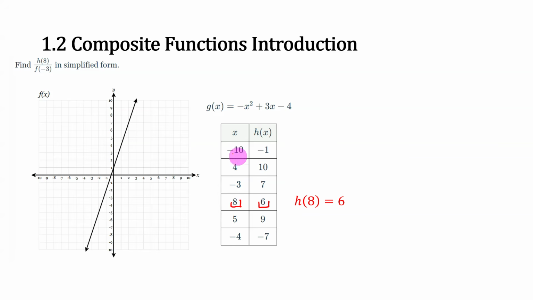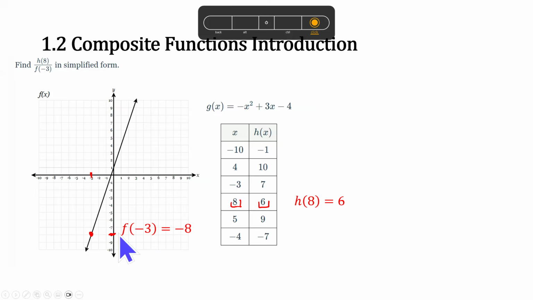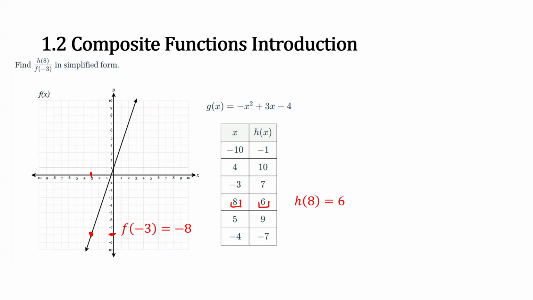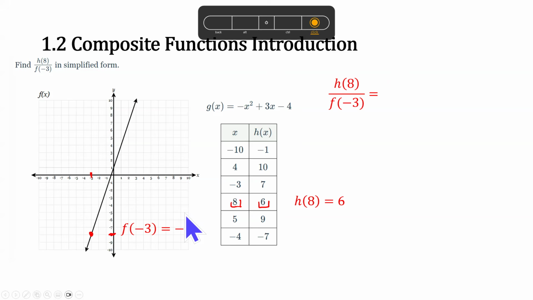Hold on to that for a second, and I'm going to do f of negative 3. That means I'm ignoring this one. By the way, we ignored the graph on the last one just because it wasn't used. Well, here I'm going to use the graph because that is f. I go to f of negative 3, go down, and get my y value of negative 8. And so this is my numerator, this is my denominator. Simplify that to negative 3 over 4.